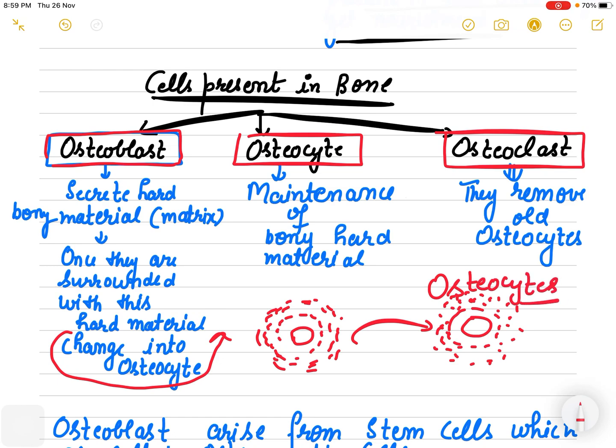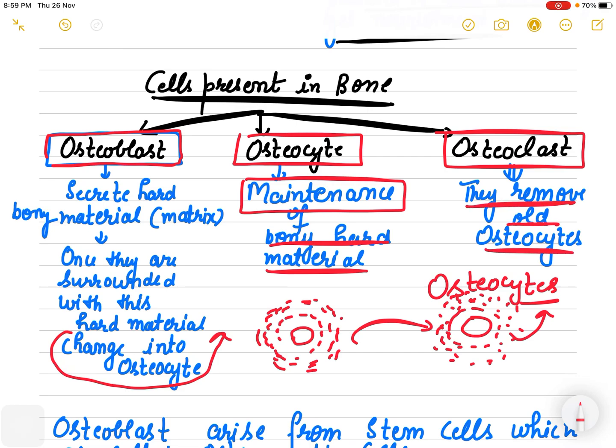So what is the function of osteocytes? The maintenance of bony hard material. The major function of osteocytes is to maintain this bony hard material. And osteoclasts remove old osteocytes. Osteoclast's function is to remove the old osteocytes, right? So there are three major cells: osteoblasts, osteocytes, and osteoclasts.